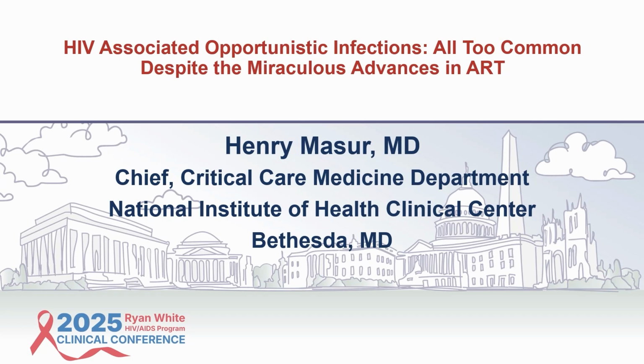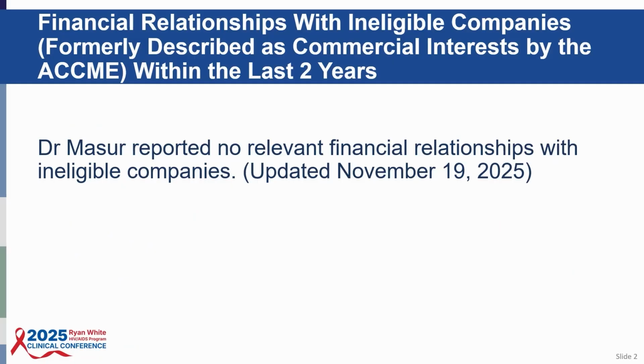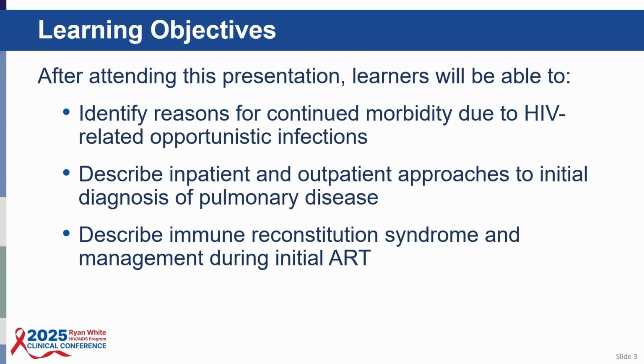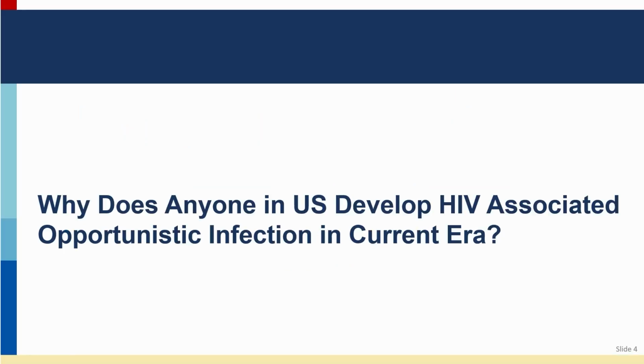Great. And actually, Roger has offered to answer all the questions, so we may start with him. Yay. So let's start. I have no financial conflicts. You've heard about their financial conflicts. And what we'd like to do is have the learners identify why opportunistic infections still exist, although that's one point which I think is probably obvious to all of you. We're going to talk about inpatient and outpatient approaches to infections, and then we're going to talk about IRIS, because a lot of the questions that came before the session have to do with how to deal with IRIS, so we'll spend some time on that.